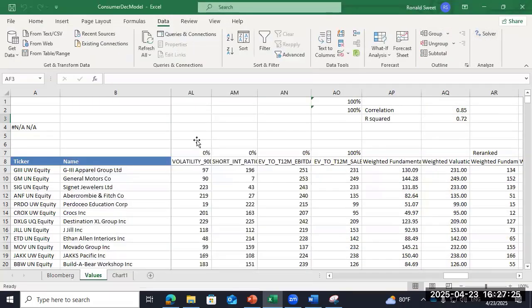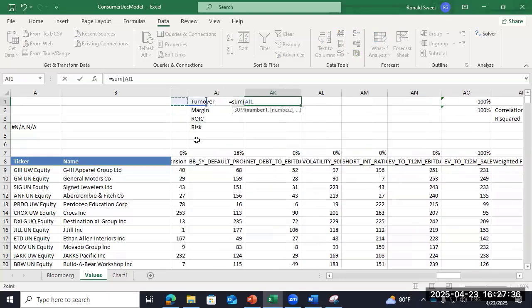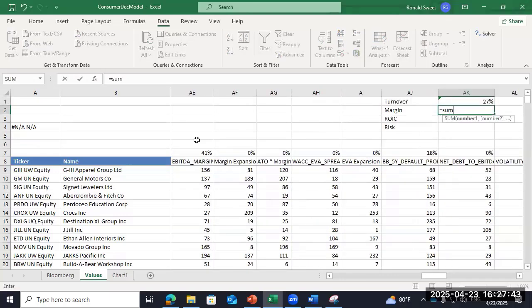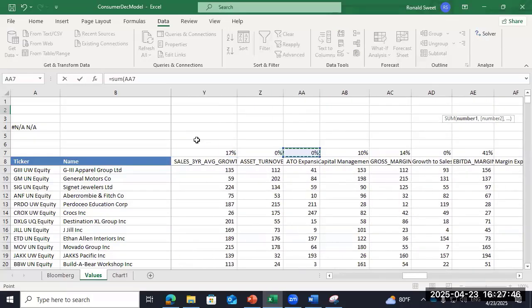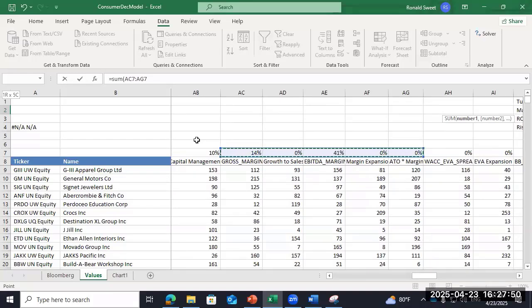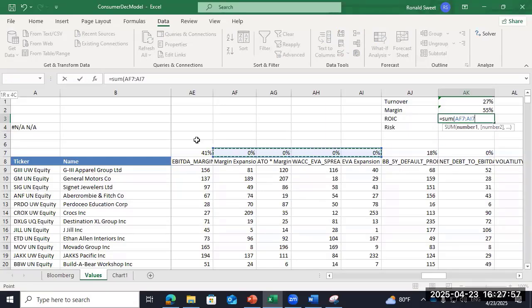Well, let me just a second. So here's each of my categories: turnover, margin, return on capital, and risk. I could take each one of those. So here's my turnover. You'd expect with consumer stocks that margin would be the biggest category. But you would want something on return on capital.